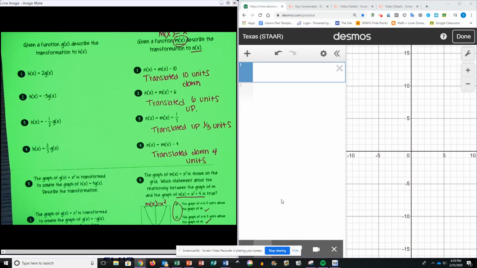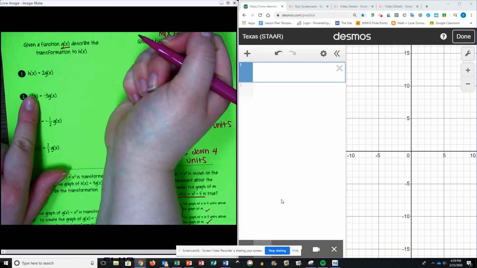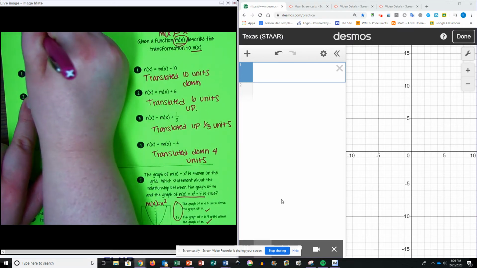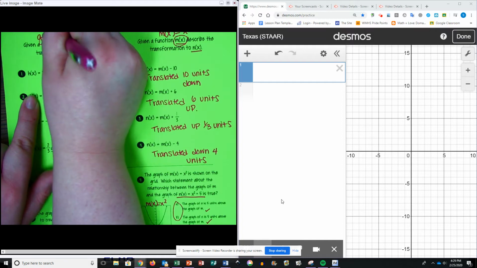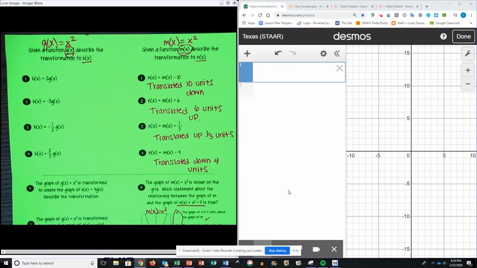Okay, so the next thing we're going to look at is on the left side, and this is where it talks about stretches and shrinks. It says, given the function g of x, describe the transformation to h of x. So g of x, this is our parent function, g of x equals x squared. We can type that into Desmos. Over here, g of x equals x squared. Okay, and it's our original parent function.